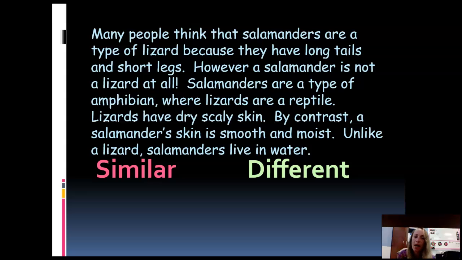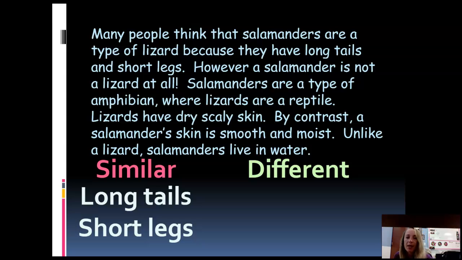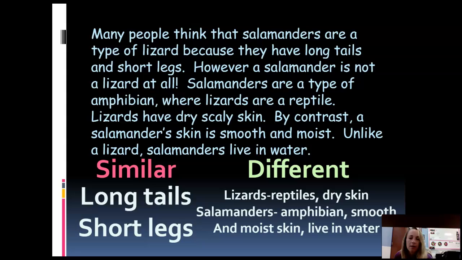All right, kiddos, this is how they're the same. They're the same because they both have long tails and short legs. That was found in the first sentence. Many people think that salamanders are a type of lizard because they have long tails and short legs. Well, how are they different? They are different because lizards are reptiles, and lizards also have dry skin. Salamanders are amphibians. They are smooth and have moist skin, and they live in water. All right, kiddos, we're ready for the next story.